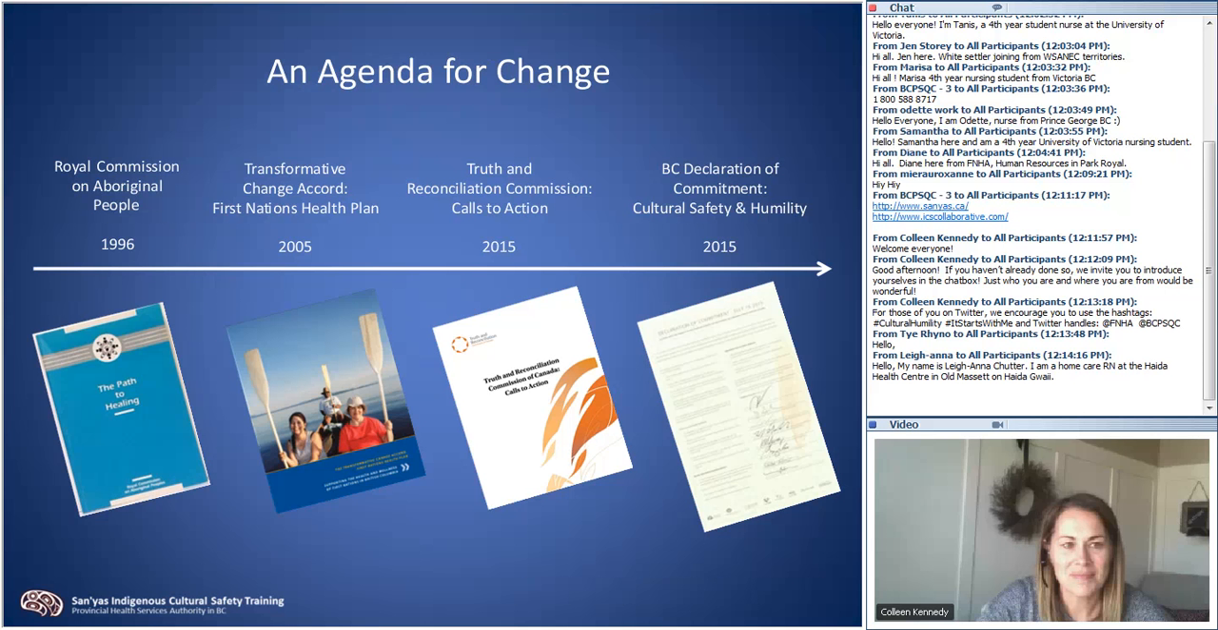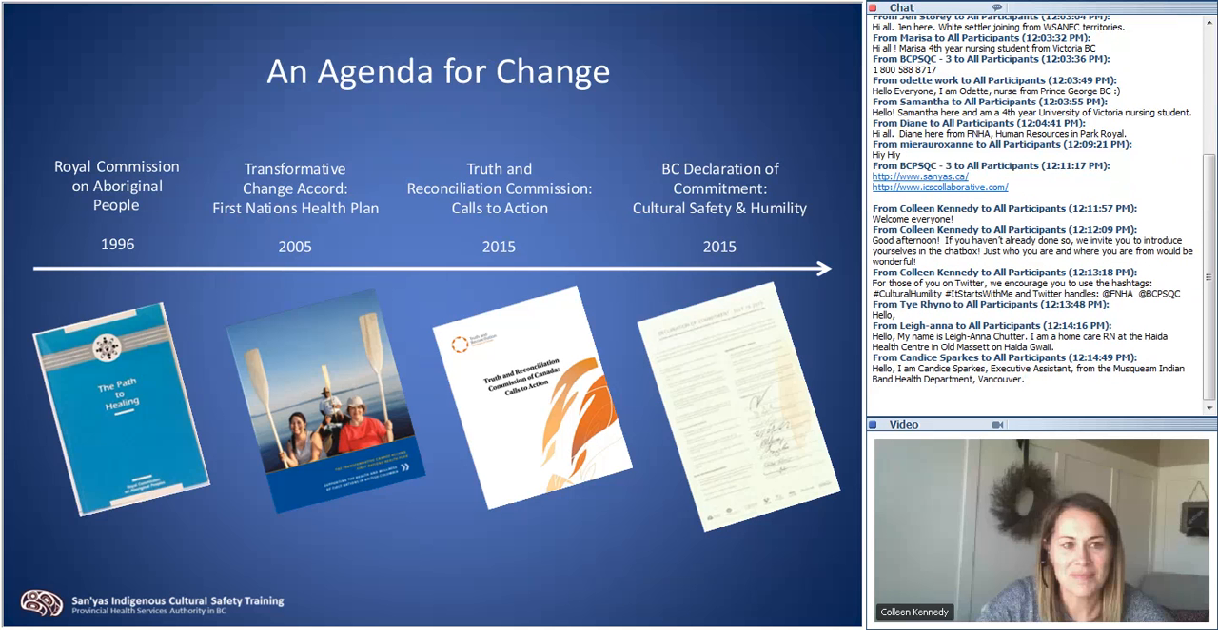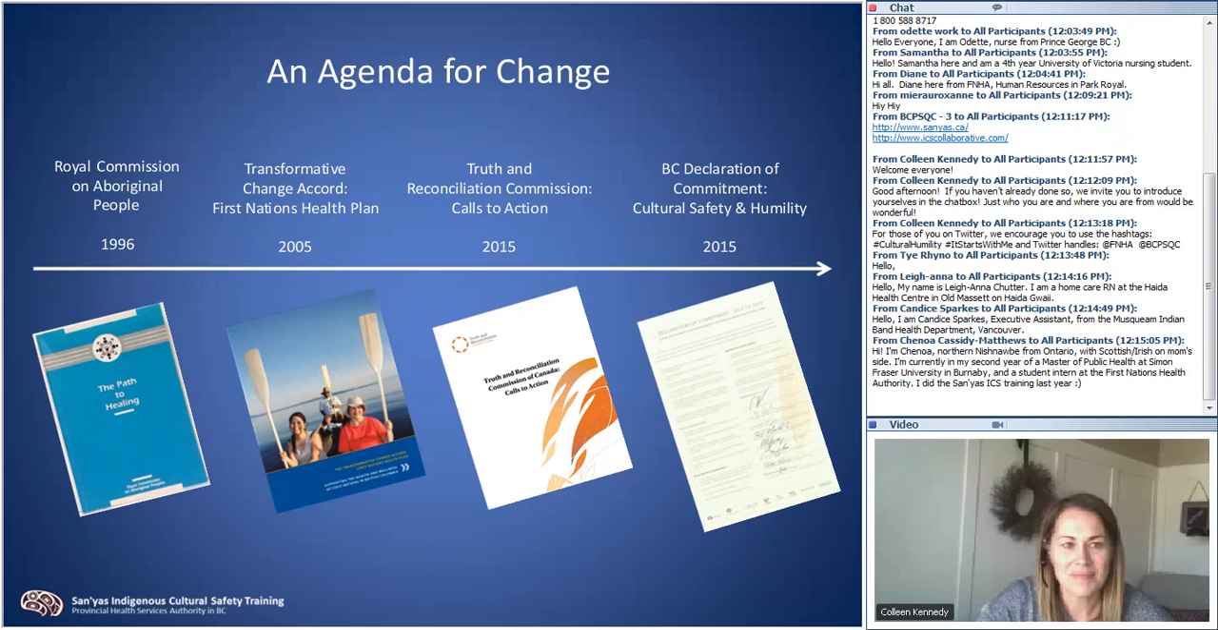So, an agenda for change. It's important to begin with some context for the development of SANYAS. Cultural safety is not a new concept, but over the last couple of decades, we've seen a changing landscape that has enabled opportunities for pushing a cultural safety agenda forward. The 2005 Transformative Change Accord included a mandate to develop Indigenous cultural safety training in BC. This was the impetus for SANYAS.